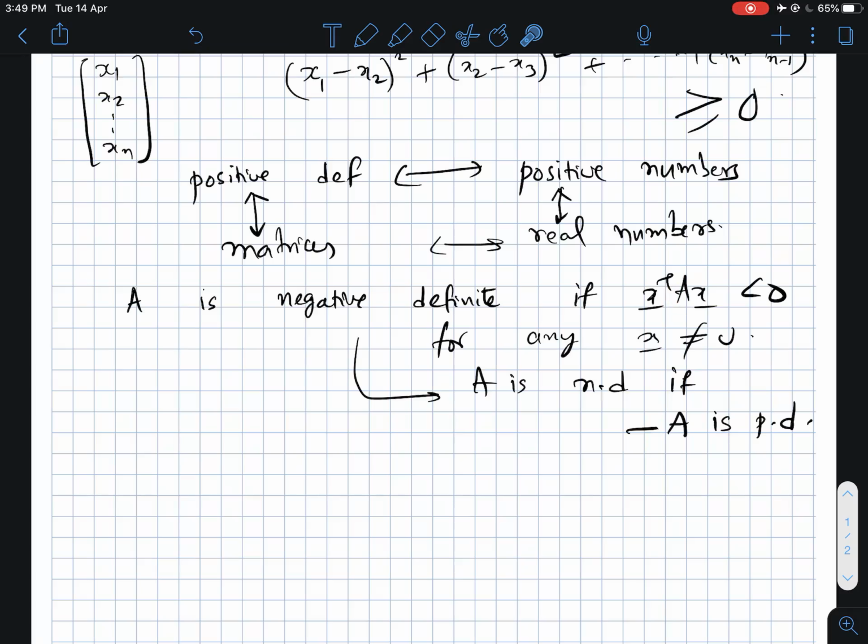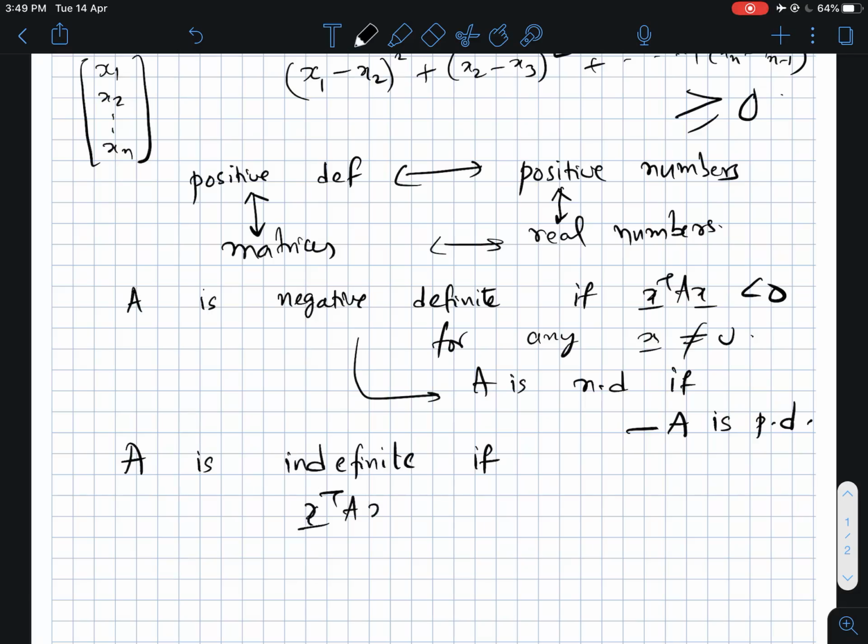Correct? Because if you put minus A in place of A, you get minus x transpose Ax, and this inequality actually means that x transpose minus Ax is always positive. So minus A has to be positive definite. Given a matrix, it doesn't have to be either positive definite or negative definite. It could be what is called indefinite.